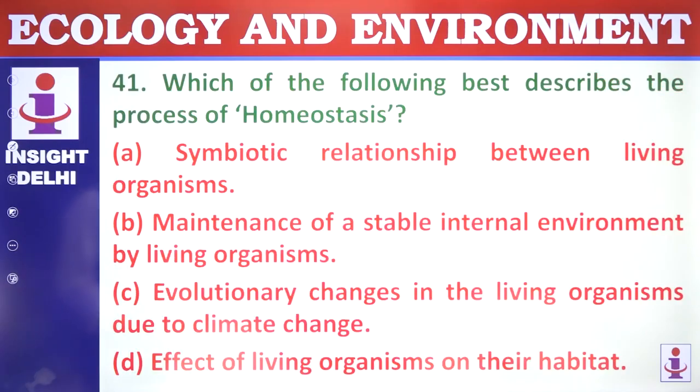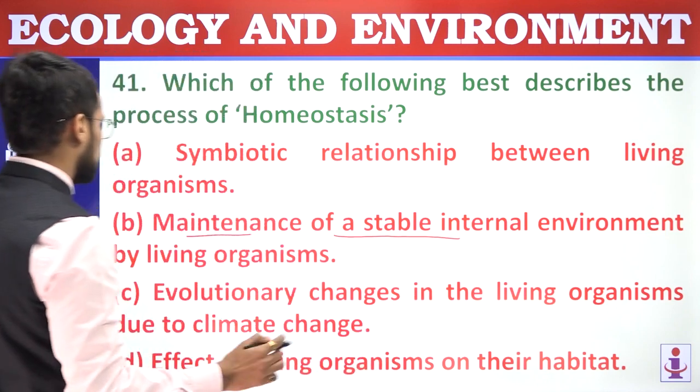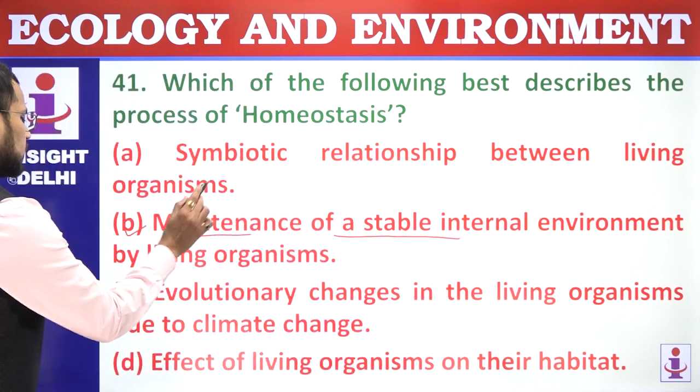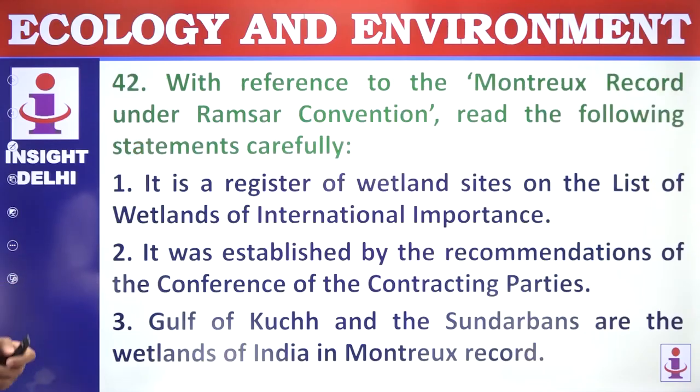41. Which of the following best describes the process of homeostasis? Homeostasis is the maintenance of a stable internal environment by living organisms. Answer is B. 41, answer is B.